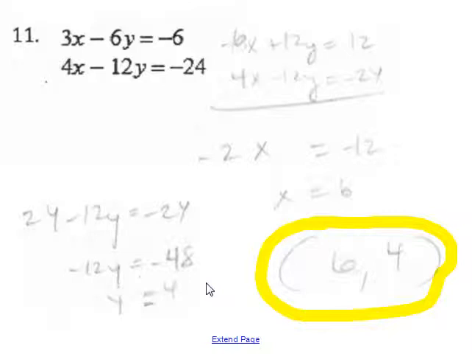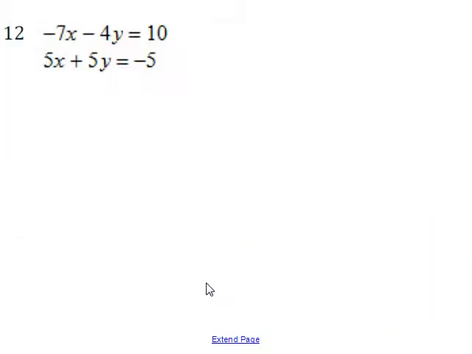Even more challenging is question 12. I don't know how to graph this, but it's really not going to be easy for me to make these cancel just by multiplying one of the rows. Well, I can multiply both the rows.